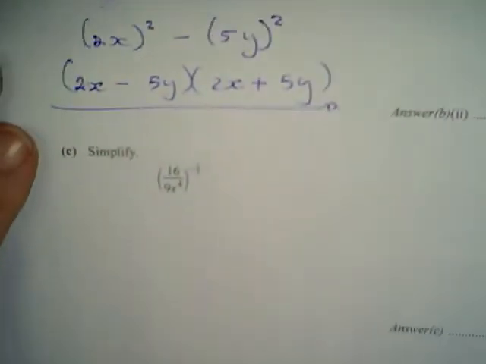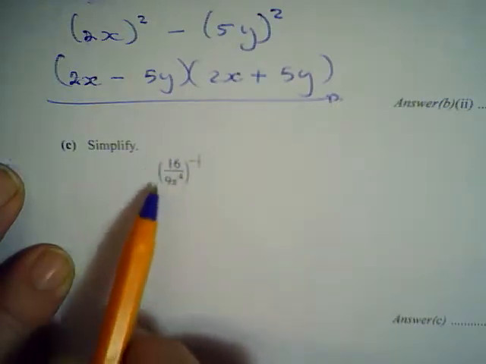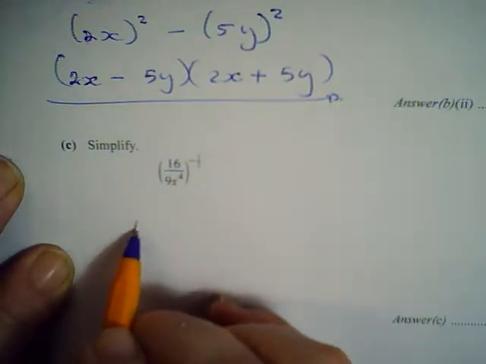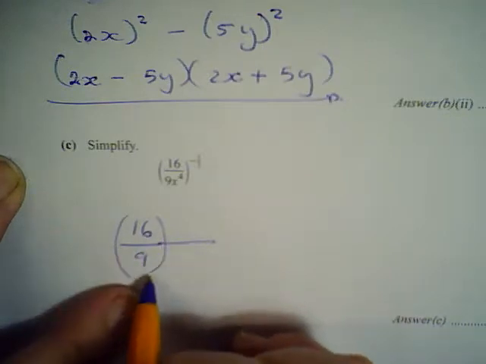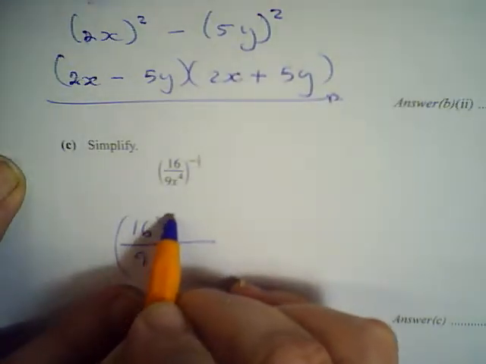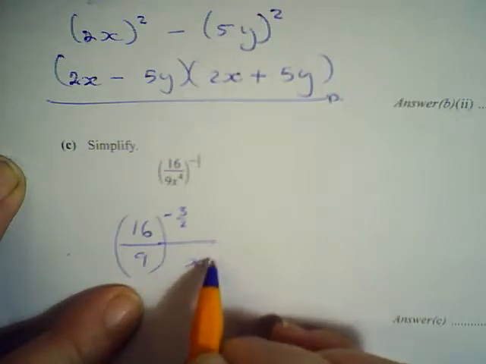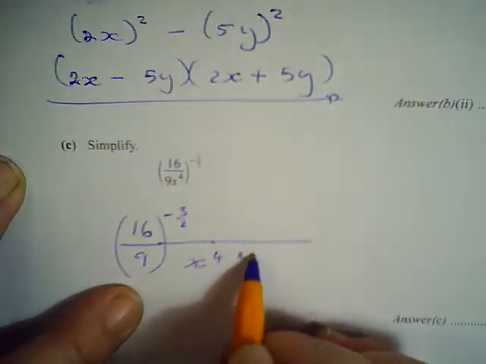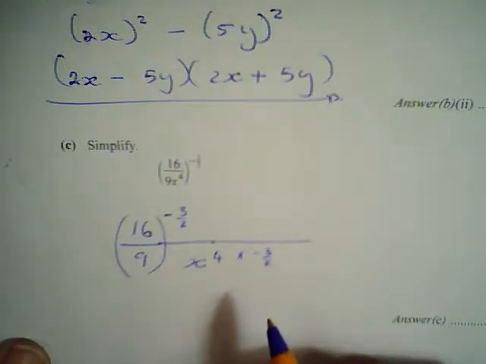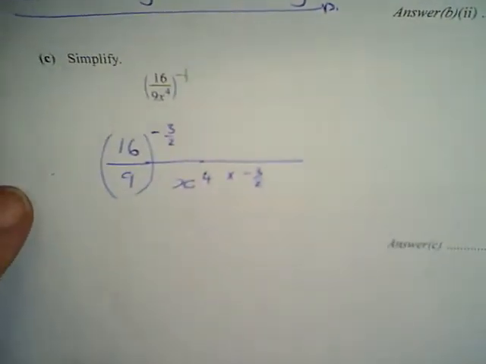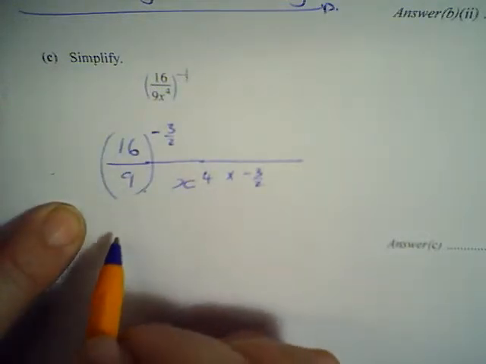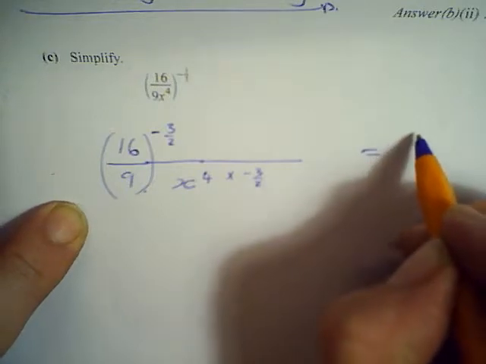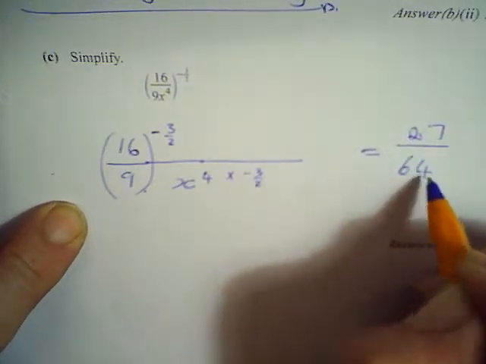Okay. The next one is we have to simplify here. Well, we've got to be a little bit clever here. So it would be 16 over 9, and I'm just going to rewrite it. This whole fraction to the power negative 3 over 2, then x to the 4th power to the power negative 3 over 2. I'm going to tap that whole thing into my calculator as it is. That gives me 27 over 64.